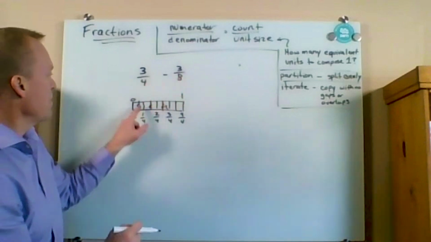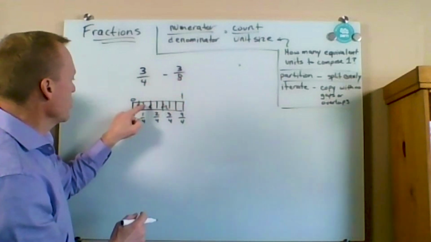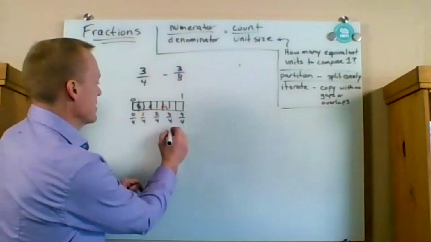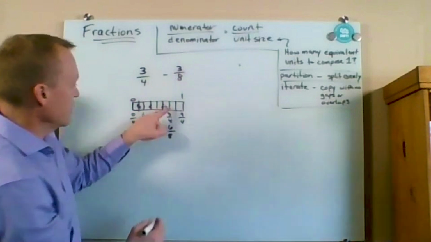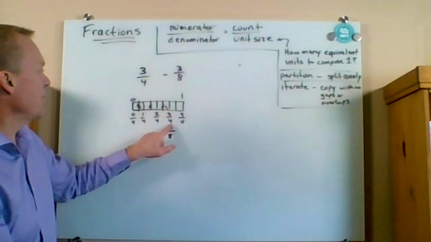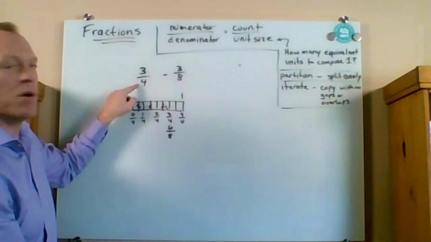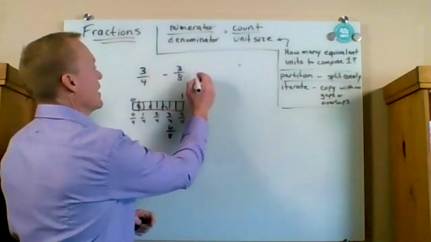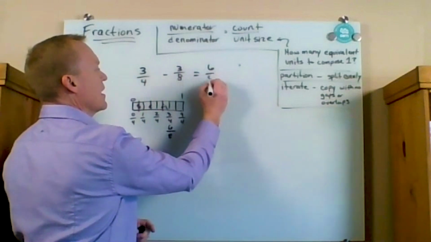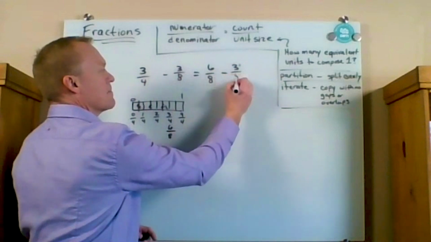And then what's my new count here? 1, 2, 3, 4, 5, 6. 6 1/8 units is the same amount as 3/4. So I can convert 3/4 into 6/8. That gives me a new problem, 6/8 subtract 3/8.